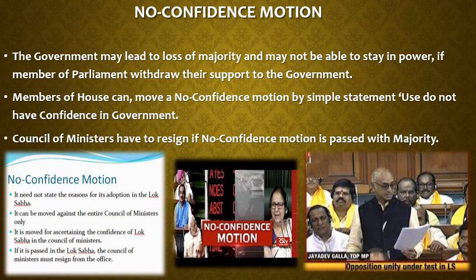In the next chapter, we will study about the Indian judicial system.